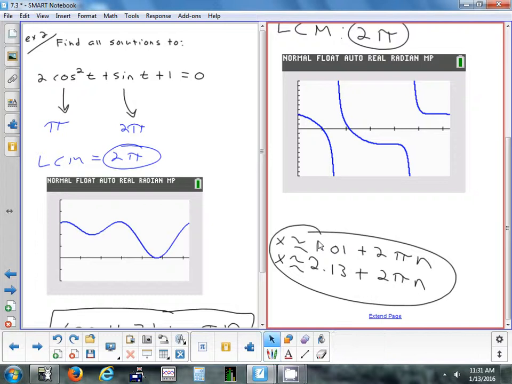Okay. Any questions on that one? Okay, and keep in mind, you can do this in degrees or radians. Okay, if I was doing degrees, I'd have 360n, and I would have set my window 0 to 360. Okay, and these two numbers, 1.01 and 2.13, would be different.